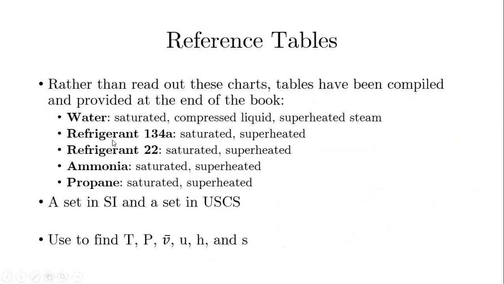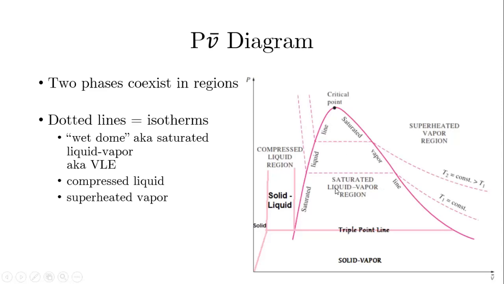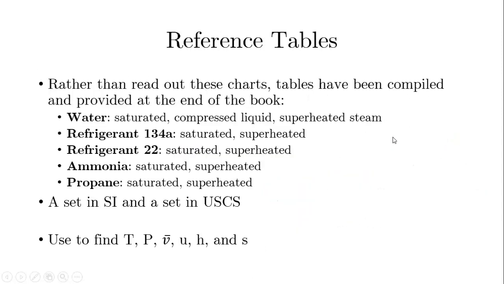In thermal, we will use a bunch of refrigerants. So they also give you refrigerant data tables for refrigerant 134A and 22. They don't give you the liquid, but they give you the saturated and superheated, meaning, again, they give you this region and this region for the refrigerants. And same thing for ammonia and propane.